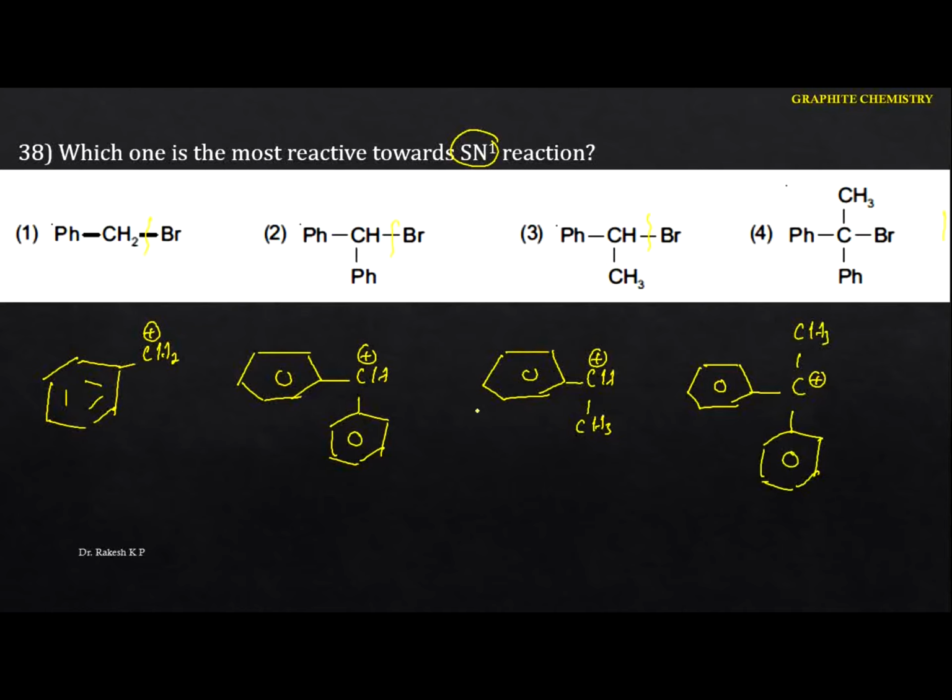So all are benzyl, but the classification is different here. This is the primary benzyl carbocation, and this is the secondary. This is also the secondary, but this one is the tertiary. Now among the benzyl also, the tertiary benzyl carbocations are more stable here. So whichever carbocations are more stable, they readily undergo the SN1 reaction. That means the reactivity becomes very fast. Hence in this case the option is the fourth one.